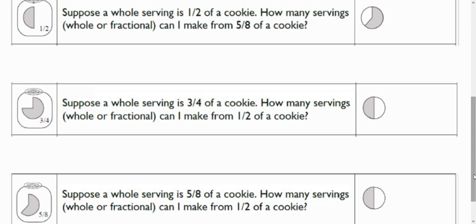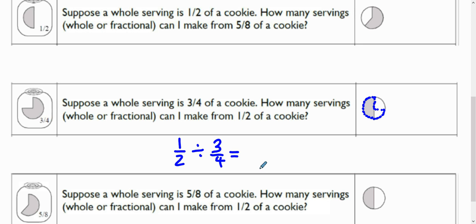What can I do here? I'll do one other. I'm looking at this thing right here. So we suppose that a whole serving is 3/4 of a cookie. So this would be a serving. This would be a serving. How many servings can you make from half a cookie? In other words, if you have half a cookie and you divide by 3/4 of a cookie as the serving size, then what is this?